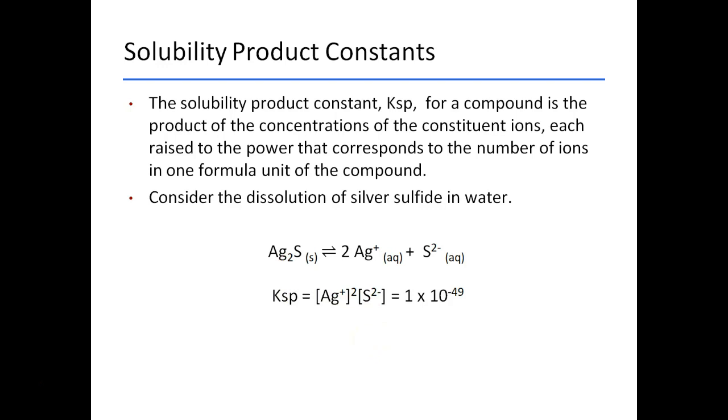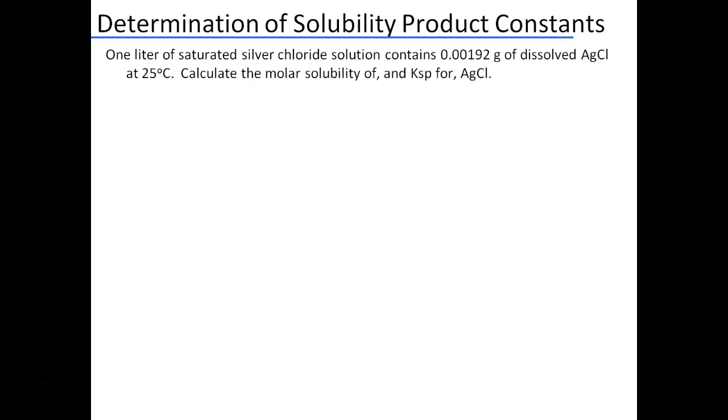Okay. So now we know our Ksp expression. Just like before, if we know the equilibrium concentration of our ions, we can get our equilibrium constant, or our solubility product constant, Ksp in this case. So here we're told how much silver chloride is in 1 liter of a saturated solution, and we're asked to determine our Ksp, our solubility product constant. So the first thing, like always, is we need a balanced equation. We'll write our equilibrium expression like we do.